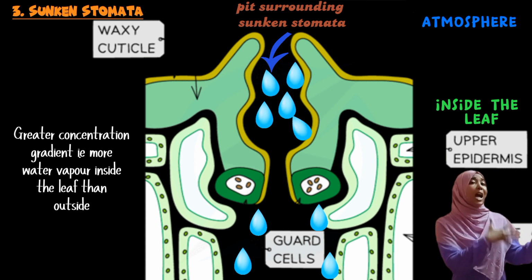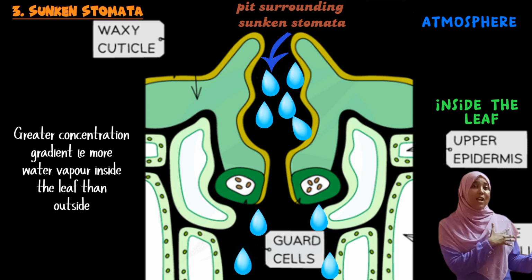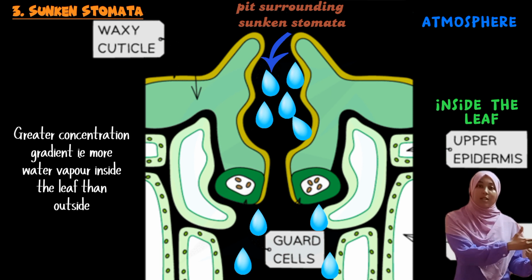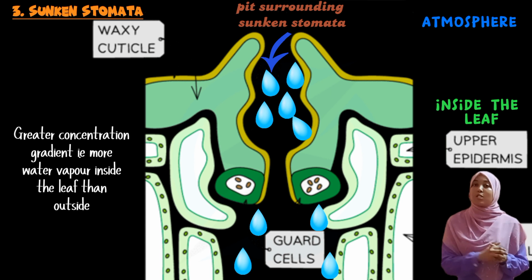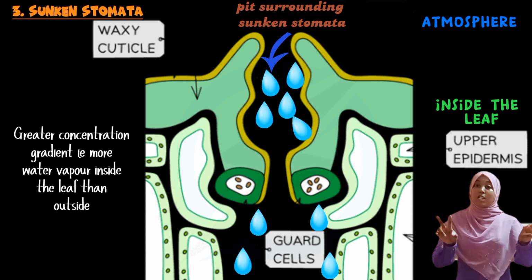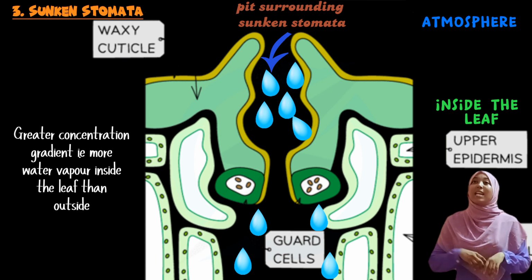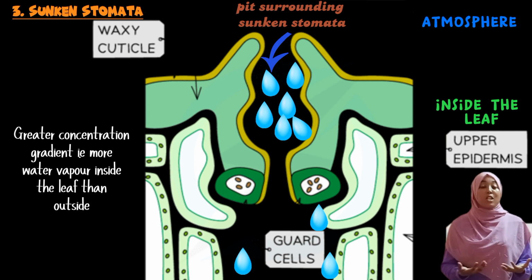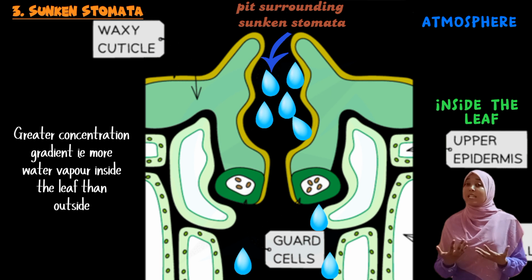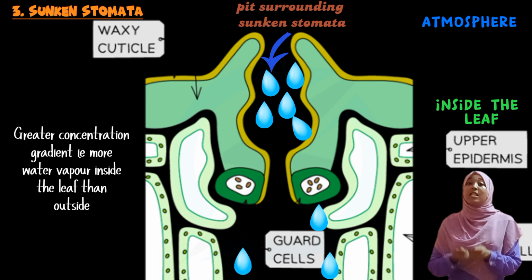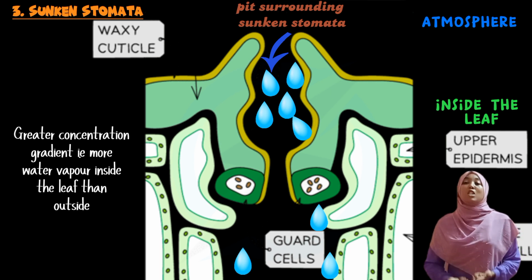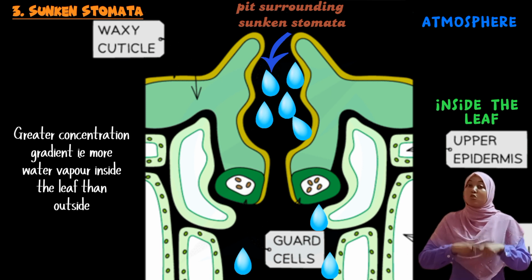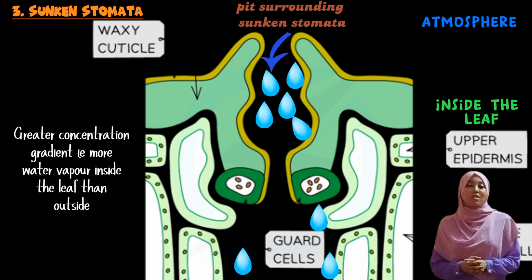So you have a lot of water vapor within the leaf, and at the same time you also have a lot of water vapor outside the leaf surrounding the stomata. As you can imagine, this reduces the concentration gradient and essentially reduces the rate of transpiration. So as mentioned before, this is an adaptation that is found in plants that grow in desert areas. By doing so, they reduce the rate of transpiration and therefore reduce the amount of water that is lost.